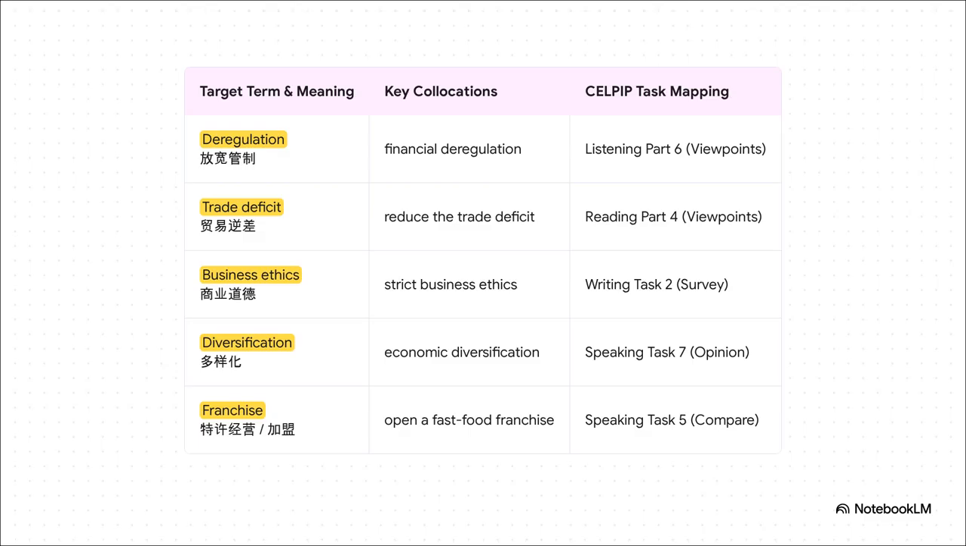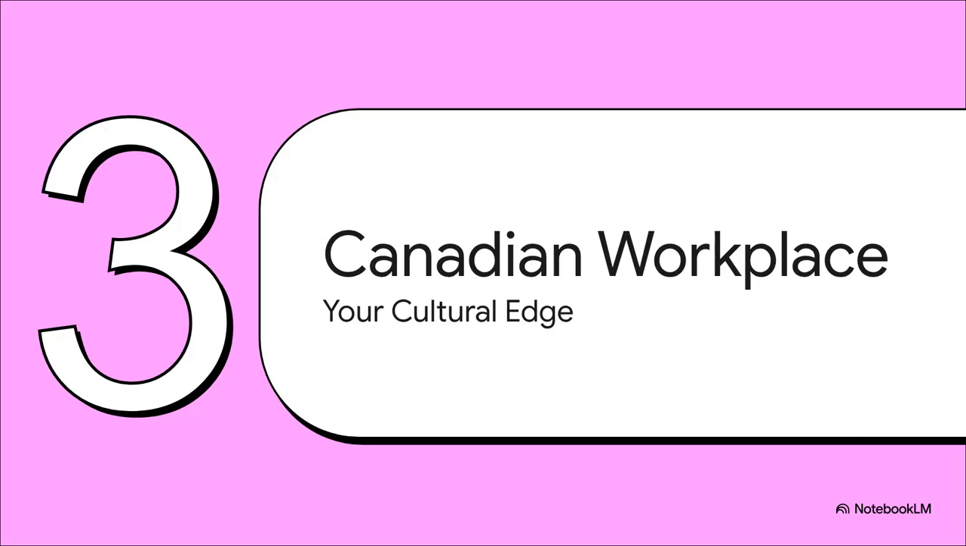In Task 5, you might compare the benefits of supporting local, independent shops versus choosing to open a fast food franchise. Section 3, the Canadian workplace and labor market. We're calling this your cultural edge. Using these terms proves to the raters that you intimately understand daily Canadian life and workplace norms, which is exactly what pushes your score into that top tier.